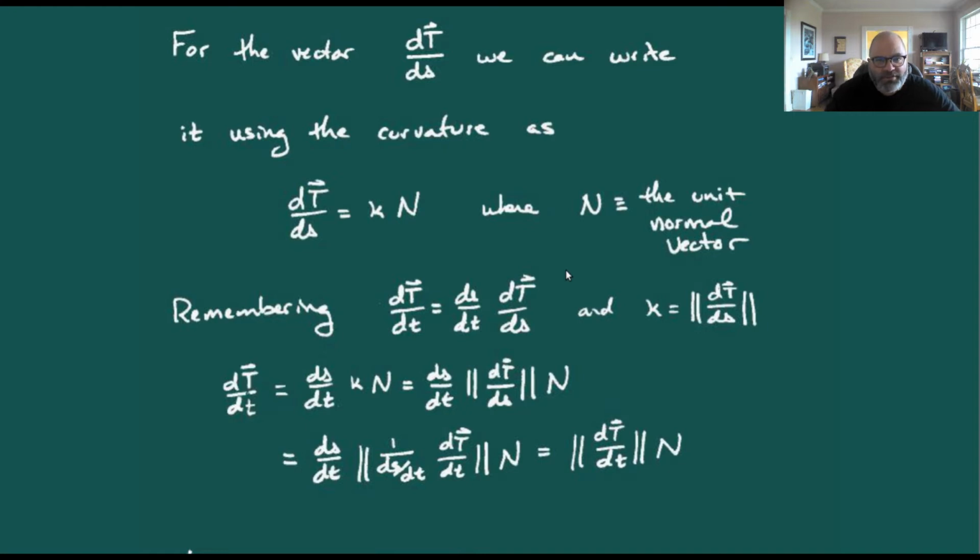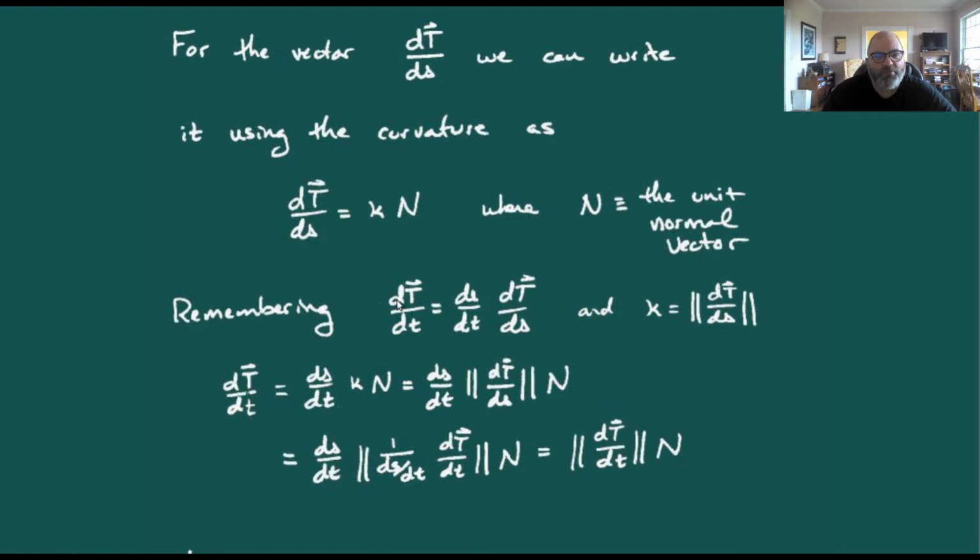All right, so let's continue to take a look at this vector that's the derivative of our unit tangent with respect to arc length. For that vector, we know that the curvature is going to be the norm of that vector, and so we can actually write dT/ds as the curvature times some unit vector N. This unit vector N we will call the unit normal vector.